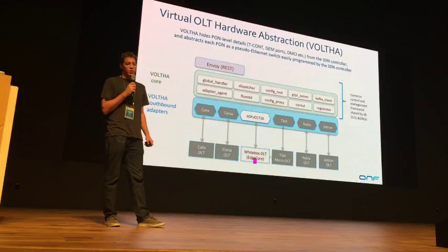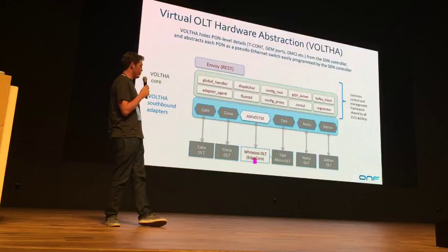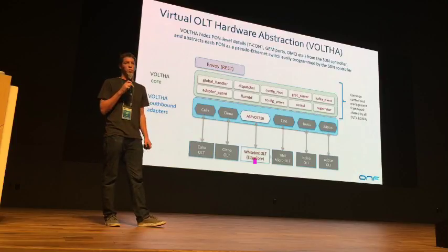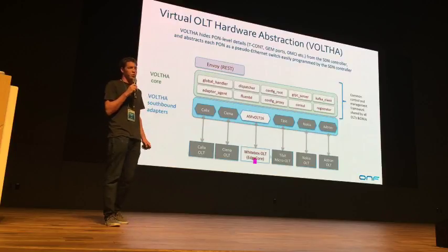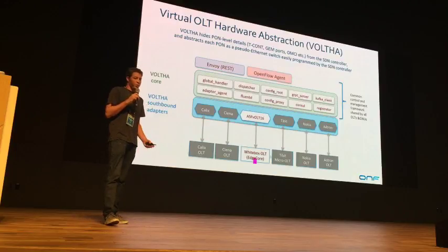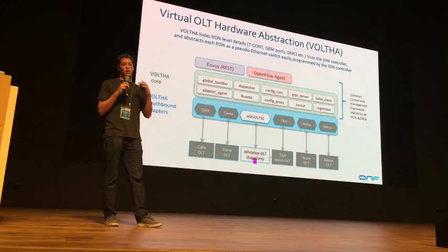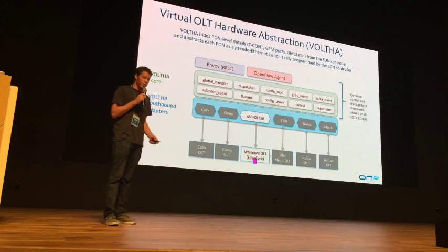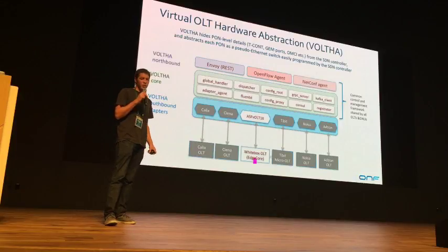And then on the top, VOLTHA has many different types of northbound interfaces. It has a REST interface for management and control. It has an OpenFlow agent, and the OpenFlow agent is important because it allows VOLTHA to abstract the PON system as a single OpenFlow switch. And that's how ONOS is controlling the PON. And then it also has a NETCONF interface for configuration.